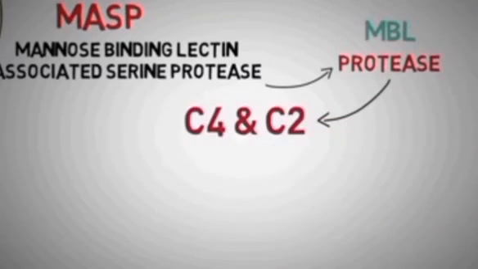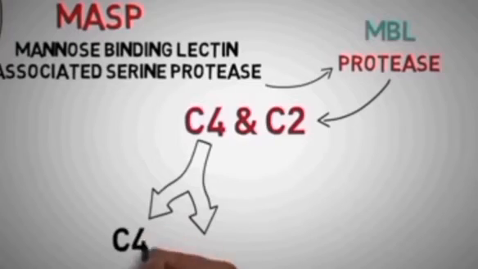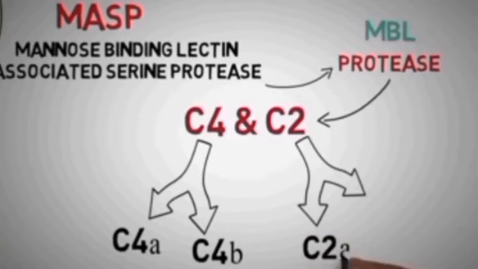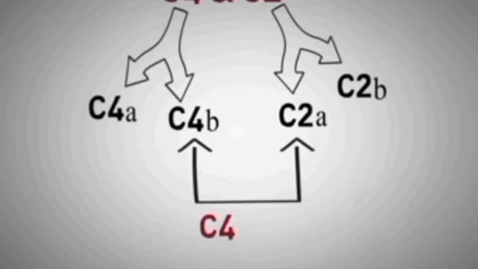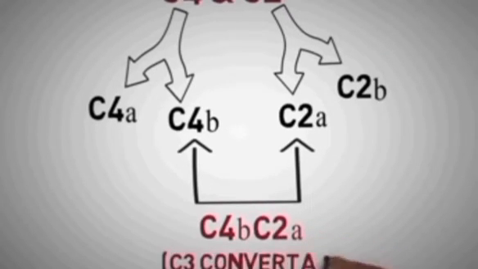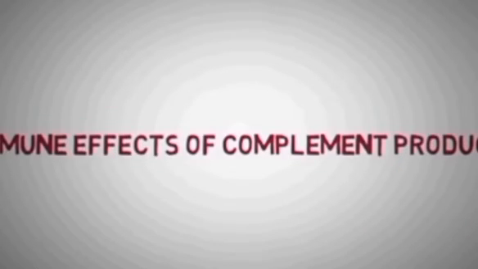It is triggered by C4 and C2 and their subtypes C4A and C4B. Similarly, C2 converts into C2A and C2B. C4B and C2A combine to form C4B2A, the C3 convertase. And now we discuss the immune effects.